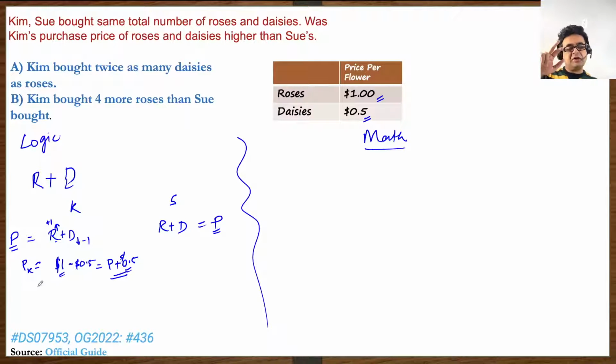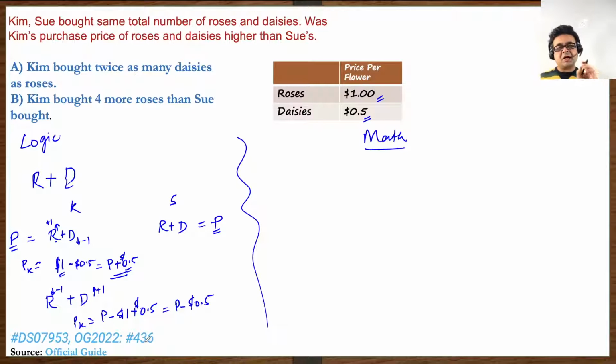Let's say we did it a different way. Let's say Kim reduced the roses and increased the daisies. So she bought one rose less and one daisy more. The price would look like P minus $1 for the reduction of one rose plus $0.5. That equals P minus $0.5. Again, as you can see, if the number of roses for Kim is less than the number of roses for Sue, then the price is going to reduce.